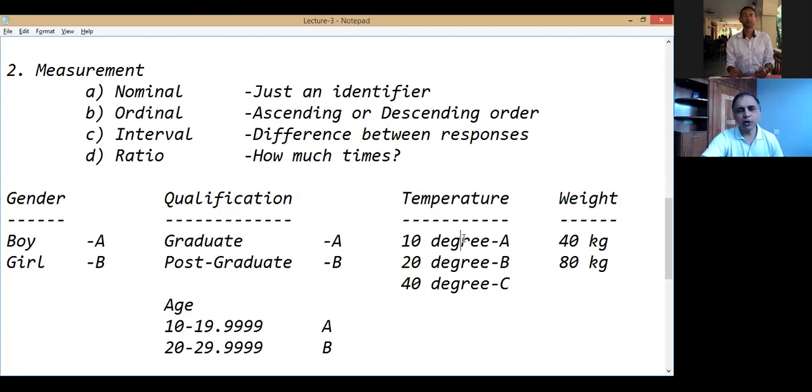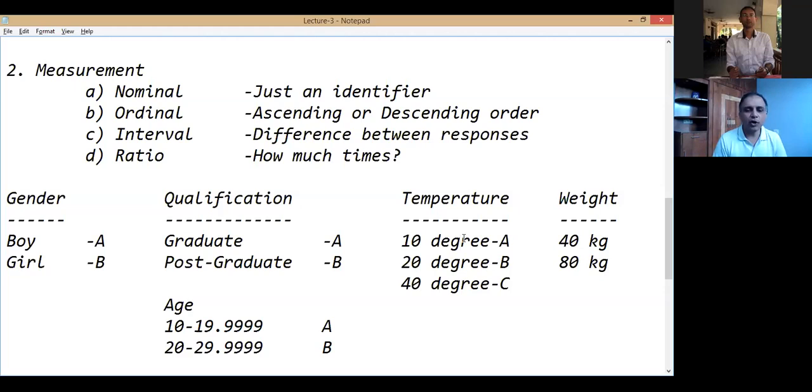So if you can just put as an identifier, that will be nominal. The literal meaning of the word nominal is just namesake. Second is ordinal. Look for the word order, ascending order, descending order. You can put into hierarchy. You can say this is more, this is less. That is ordinal. You can say this is more or less, but you cannot say how much more. This is precisely the interval measurement. The example I have taken is that of temperature, 10 degree, 20 degree, 40 degree. So this will be interval.